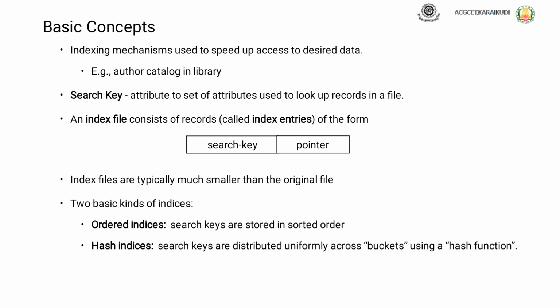There are two basic kinds of indices: ordered indices and hash indices. Ordered indices are based on a sorted ordering of the values. Hash indices are based on a uniform distribution of values across a range of buckets. The bucket to which a value is assigned is determined by a function, the hash function.